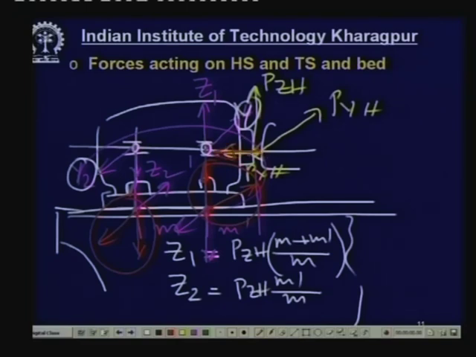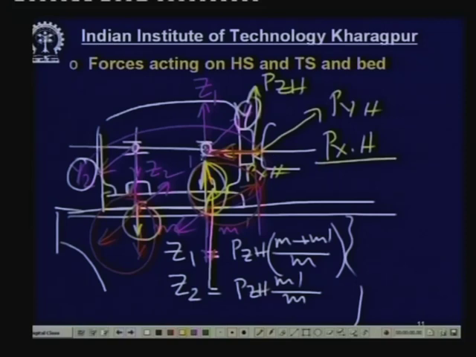H. This P X H will cause some force in this direction, an additional force in this direction. So, the reaction force plus this force together will be acting on the lathe bed in this direction. And similarly, one additional force will act in this direction. Now, this force will be equal to how much? This will be equal to P X into the height divided by this distance M. So, this additional force will come here and here.